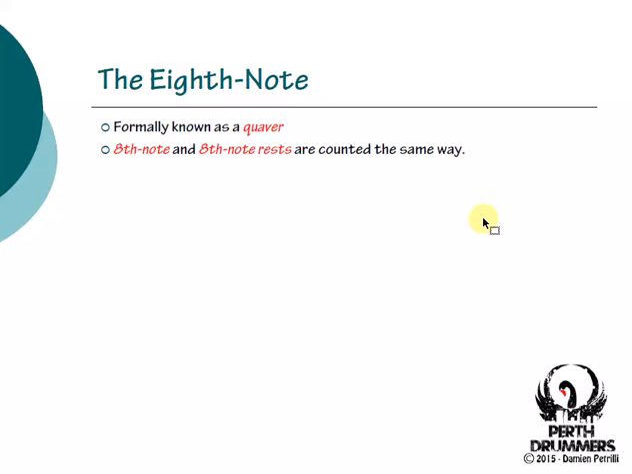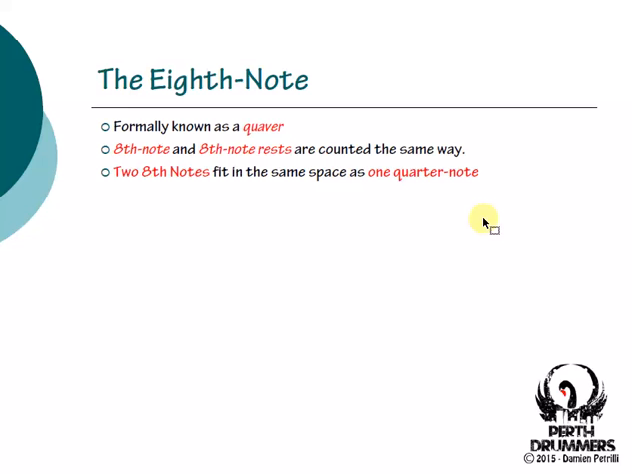Okay, so eighth notes and eighth note rests are counted the same way. You remember with quarter notes, we counted them 1, 2, 3, 4. And even if we were looking at a full measure of quarter note rests, they were still counted 1, 2, 3, 4. It's just that the rests would be counted but not played.